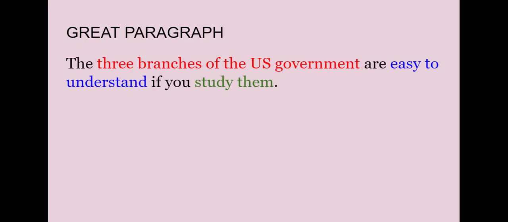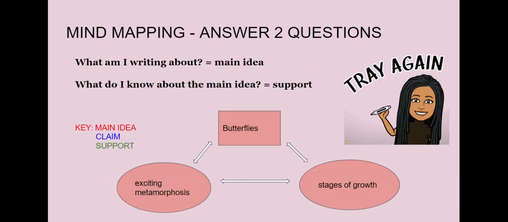The three branches of the U.S. government are easy to understand if you study them. The red words would be the main idea. The blue words would be your claim. And then, of course, the green words would then be your support. So that's a great sentence.